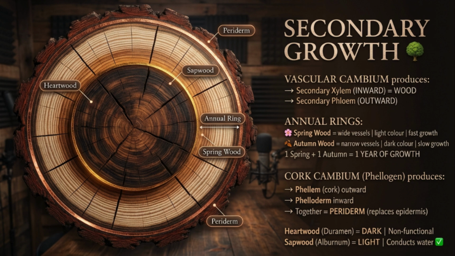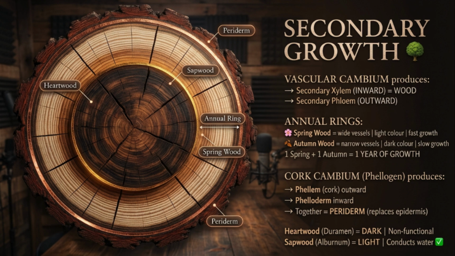This ring now divides. Cells pushed inward become secondary xylem, wood. Cells pushed outward become secondary phloem. Year after year, more secondary xylem is added, making the stem progressively thicker. But the rate of growth isn't constant.